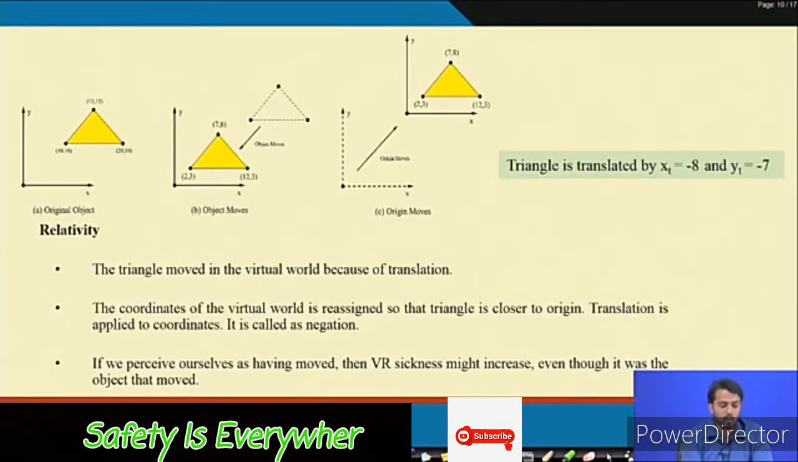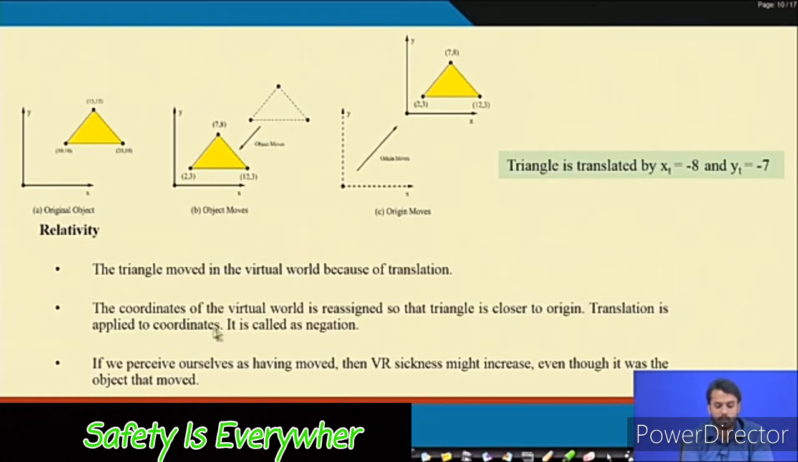Then another concept is relativity. If you consider this triangle, its original position was (10, 10), (20, 10) and (15, 15). We are considering the x and y axes, not the z axis. If you move this triangle in the virtual world, because of translation, let's see how the coordinates change. The coordinates of the virtual world are reassigned, so the triangle goes closer to the origin.